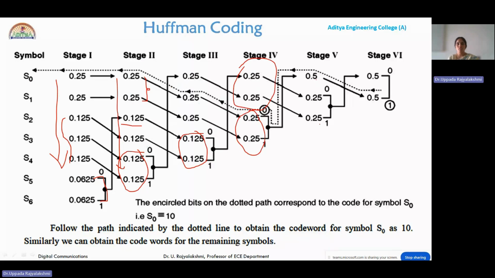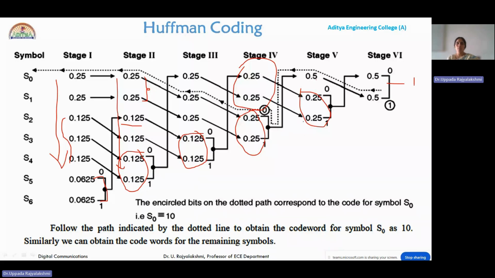That is written here in stage 5. Again, in stage 5, we will merge the last 2 probabilities and the sum is 0.5. So this will be given the highest priority, so 0.5 followed by the existing 0.5. So again, if you merge 0.5 and 0.5, you will get the merged value as 1.